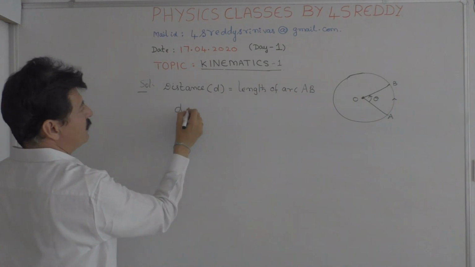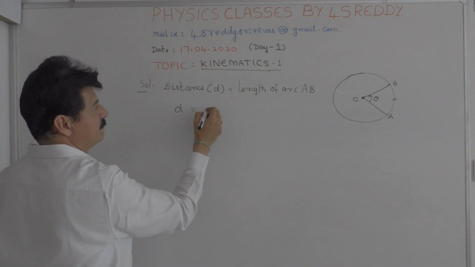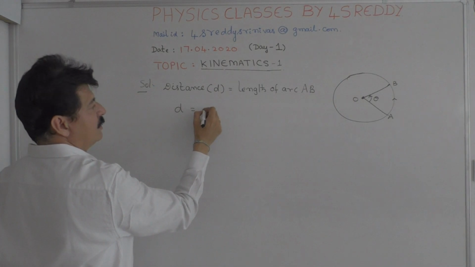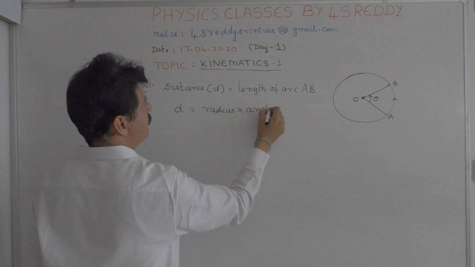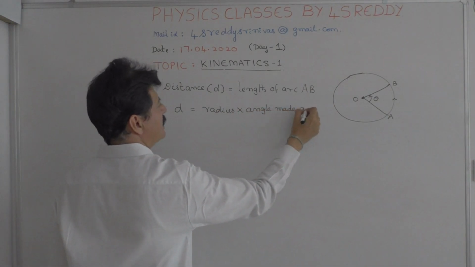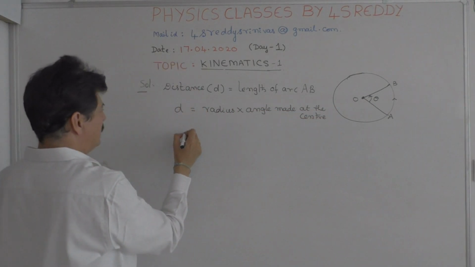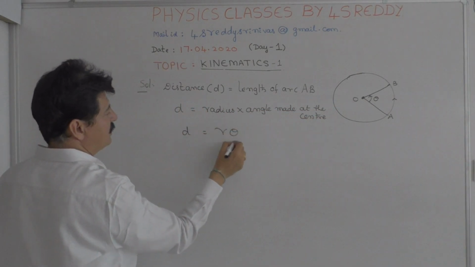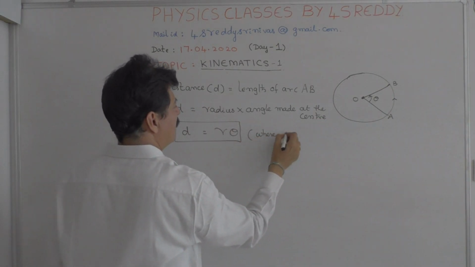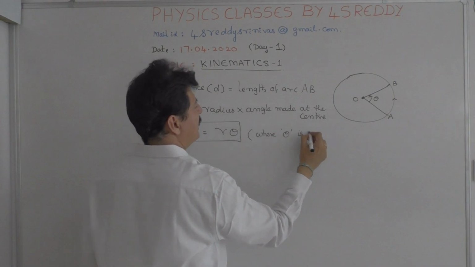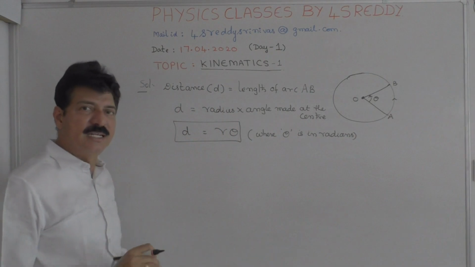But what is the formula for the length of arc? Here it is nothing but radius into angle made at the center. Radius into angle made at the center, so D is equal to R into theta. This is simple, provided theta is in radians. Generally, the angle should always be expressed in radians only.